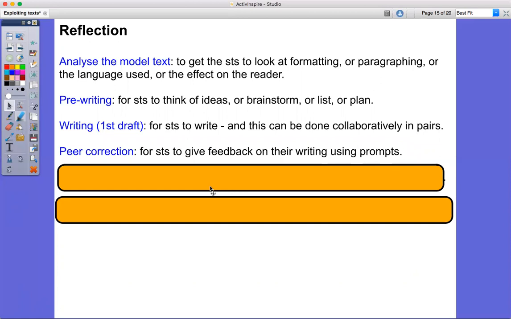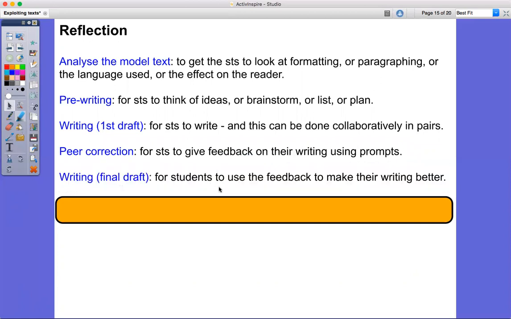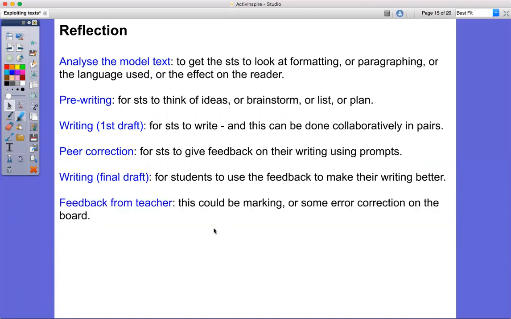then peer correction. And then you can tell the teachers that the students would then go back to their writing and make it better. And finally, you would need to give them feedback. In the real world, this could be marking or some error correction on the board. In large classes, it's better to do error correction on the board. And that is the end of your session.